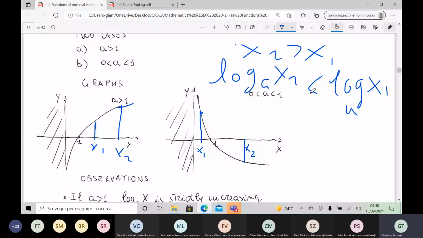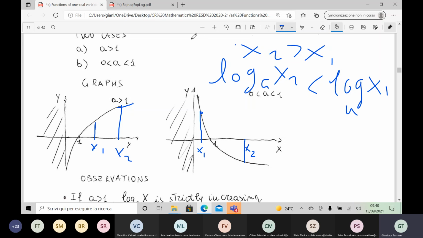This is due to the fact that while the logarithmic transform with basis a greater than 1 is an increasing transformation, the logarithmic transform with basis a between 0 and 1 is a decreasing transform. Okay, here, however, is the graphical explanation.